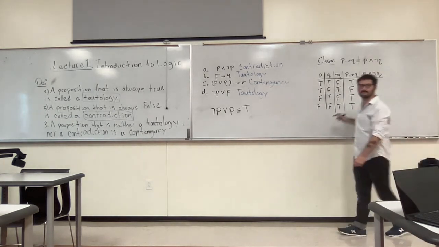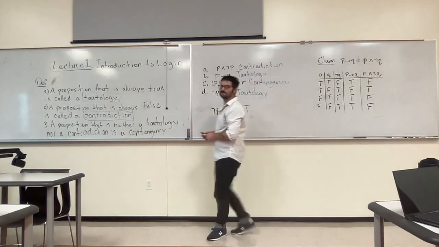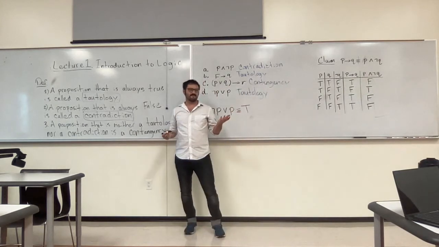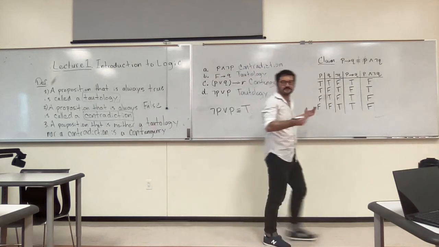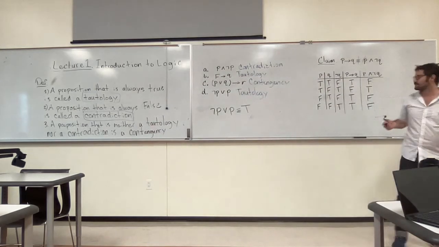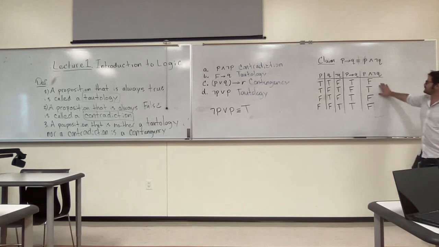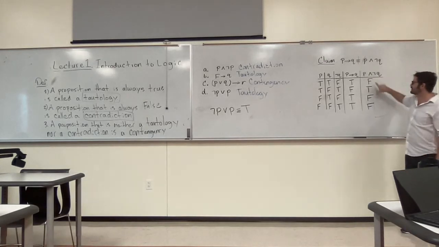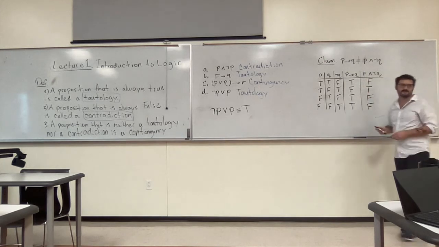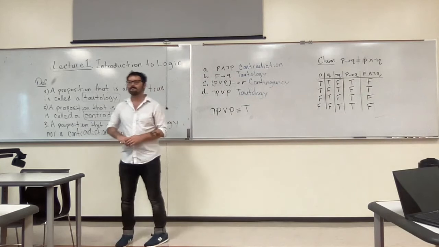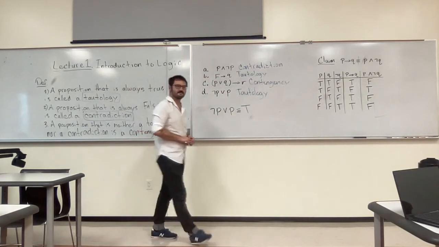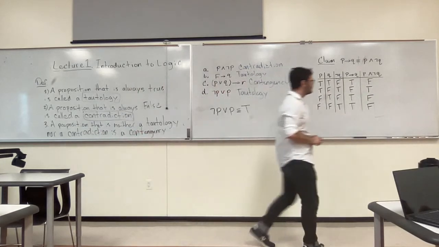They don't equal. They're not logically equivalent, because if we did the biconditional, it would be false all the way through. It would actually be a contradiction. But can we change it? What do we notice about this column and that column? That's why I wrote this up here. What do we notice about those two columns? They're opposites.